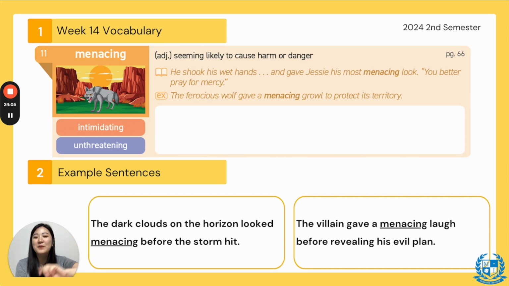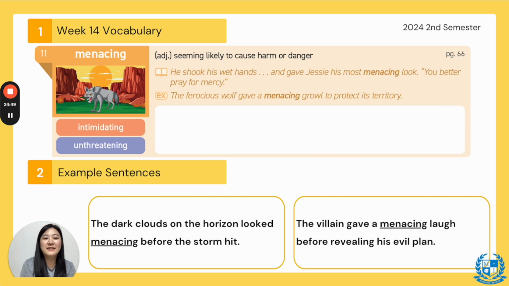Let's read the example together. 1, 2, 3. The ferocious wolf gave a menacing growl to protect its territory. So that the other animals wouldn't come towards it. Menacing growl. Here it says, the dark clouds on the horizon looked menacing before the storm hit. Yes, I was on a walk last week and the sky looked menacing. It looked like it was about to cause some harm or danger, meaning that the skies were dark, the clouds were gloomy, and it looked like it was going to rain soon.